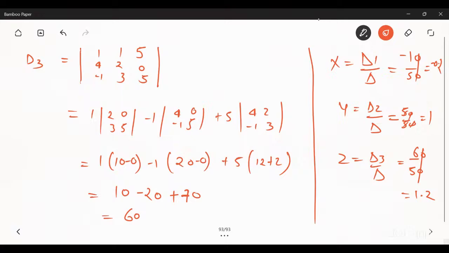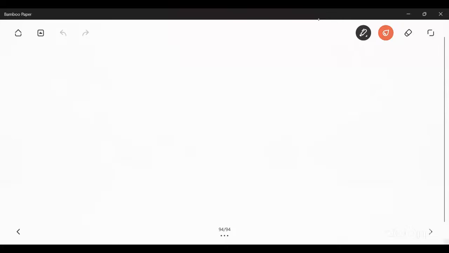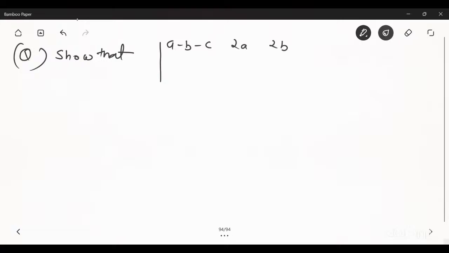This question is to prove that the determinant of (a, minus b, minus c, 2a, 2b, 2c...) that is, the determinant with rows (a minus b minus c, 2a, 2a), (2b, b minus c minus a, 2b), (2c, 2c, c minus a minus b), is equal to (a plus b plus c) whole cube.